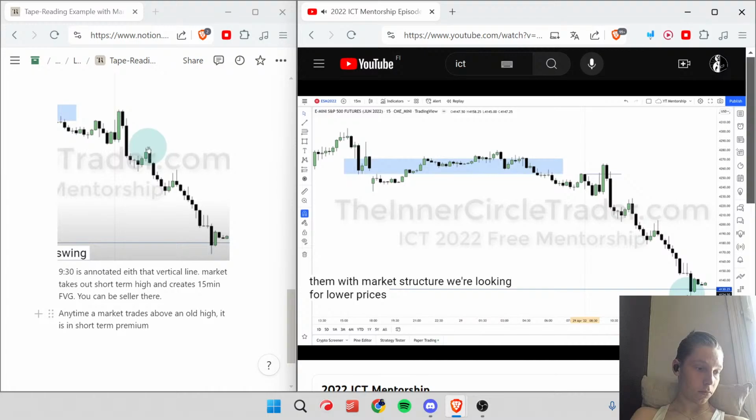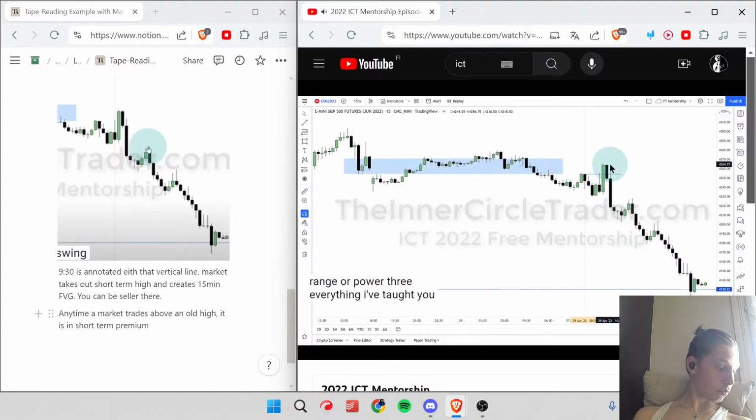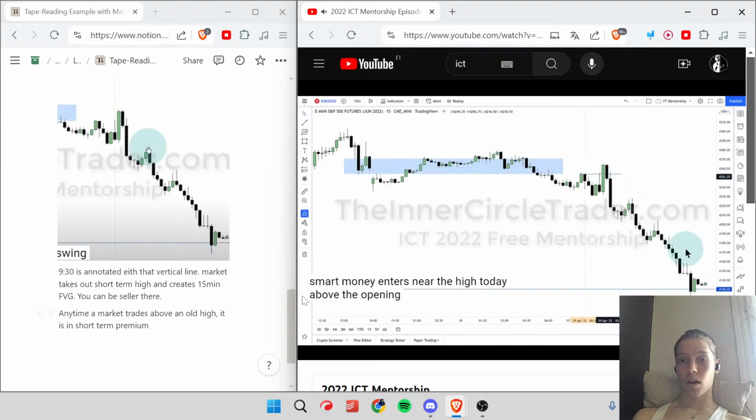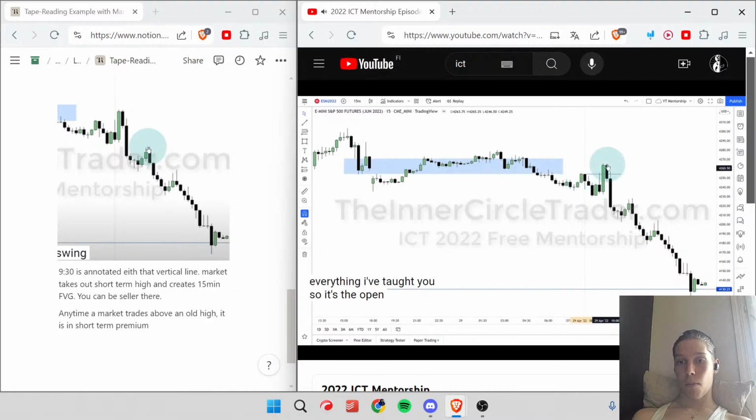We're looking for lower prices, it should reach for a specific low, but also how does the present narrative allow for engagement with the daily range or power 3? Everything I've taught you. So it's the open rally. Smart money enters near the high today above the opening, and they get out down here at an important low, and market closes near the low of the day.